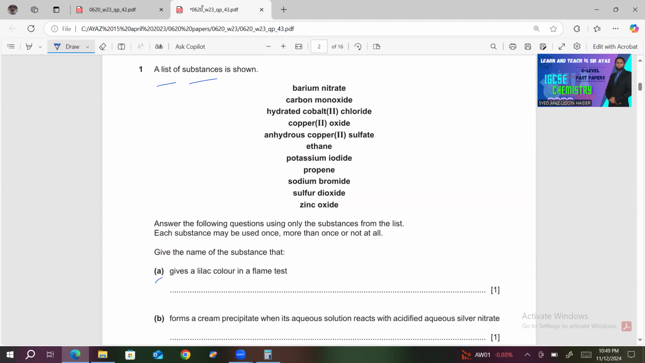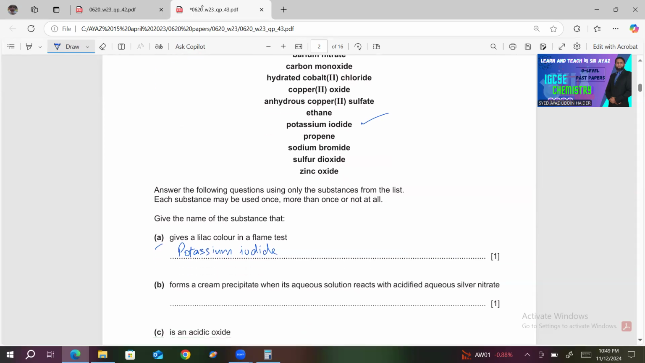So lilac color in the flame test is for the presence of potassium ion. So we have potassium iodide here. So we'll write potassium iodide. Remember, this flame test is something which you have to learn by heart. You have to learn the ions with their colors.